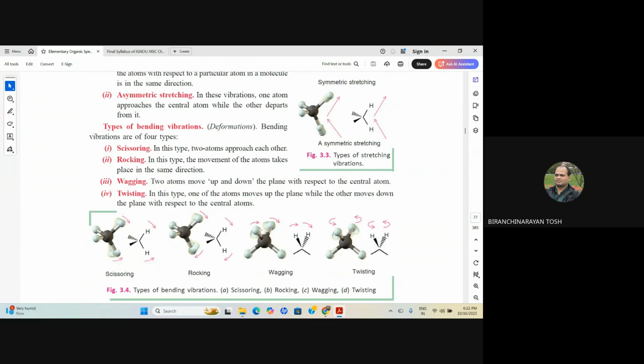And in wagging, both will move up and down the plane simultaneously. Wagging means, I think you have seen, you know what wagging is. Can anybody tell what is wagging?